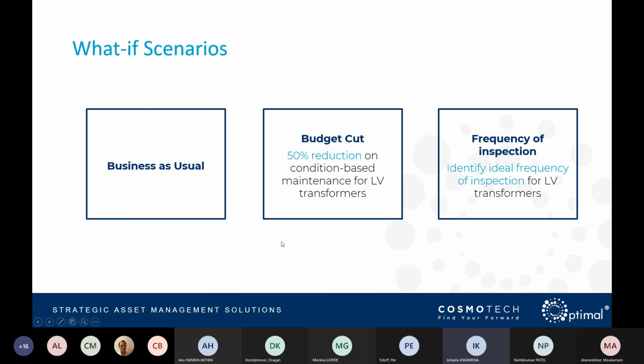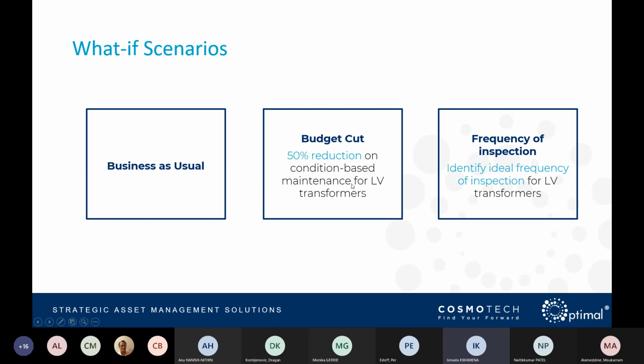So using a Cosmo Tech asset solution, we are able to create various scenarios and simulate them to understand and also determine which is the optimal strategy to proceed with. Over here, we have three main scenarios. This is the business as usual. This is the current strategy that we're using here. We created two additional scenarios.